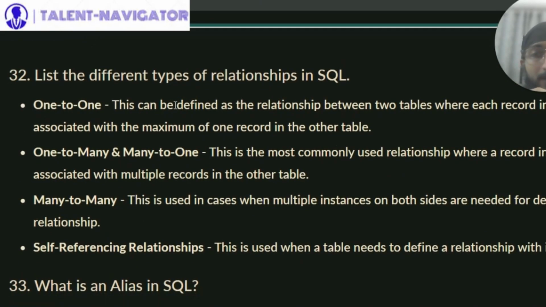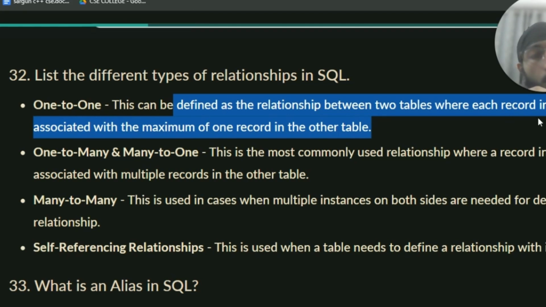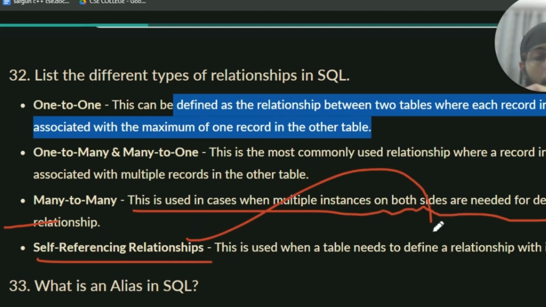So we have one-to-one. This can be defined as a relationship between two tables where each record in one table is associated with a maximum of one record in another table. One-to-many and many-to-one is most commonly used, where a record in a table is associated with multiple records in the other table. Now, many-to-many is used in cases when multiple instances on both sides are needed for defining a relationship, and self-referencing is basically when a table needs to define a relationship with itself, right?